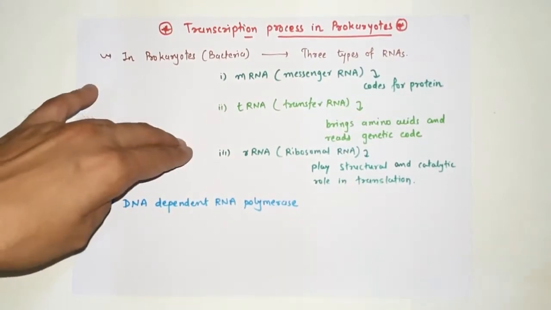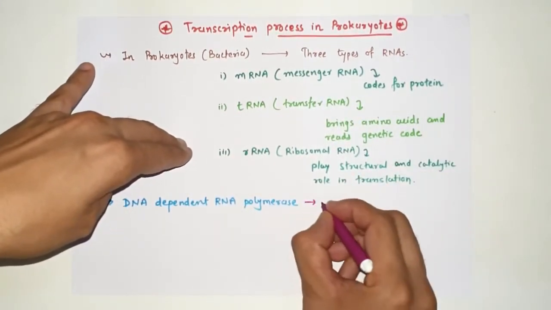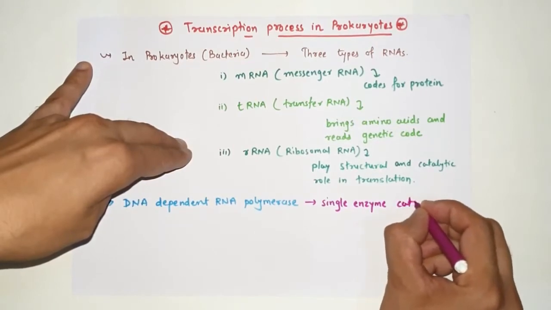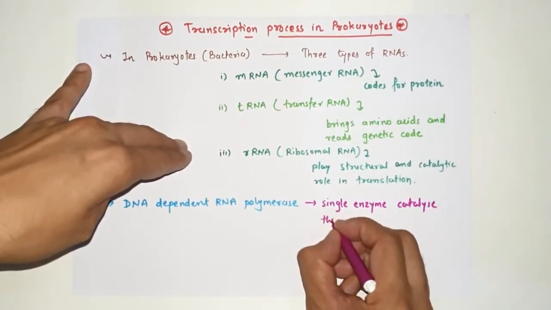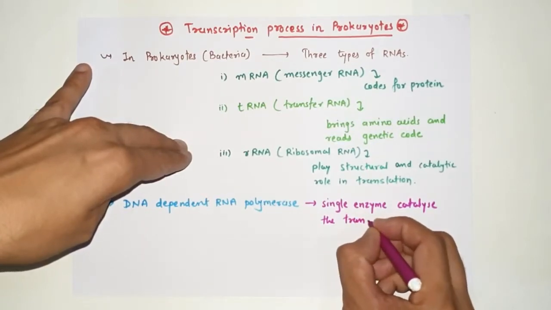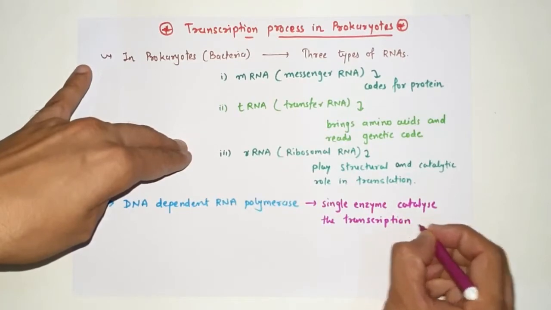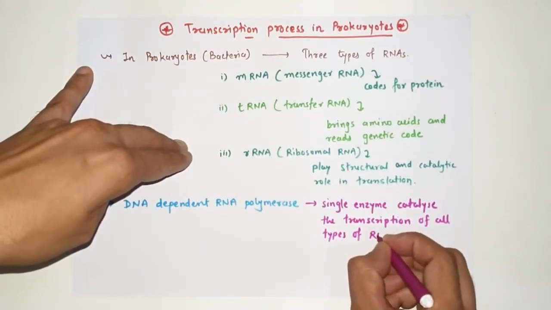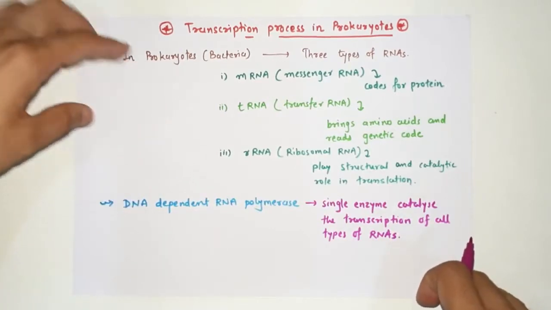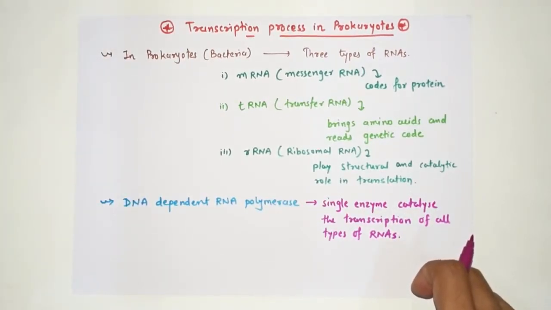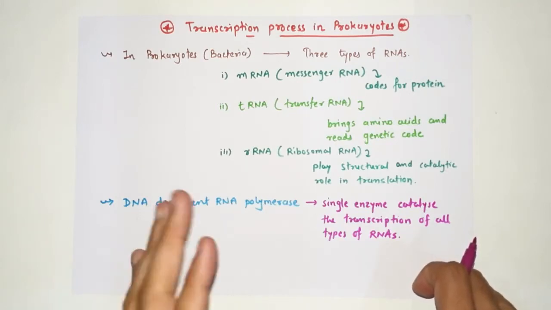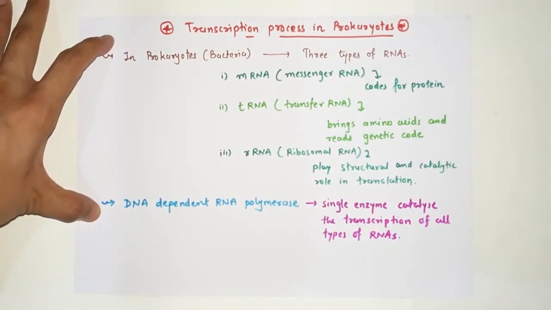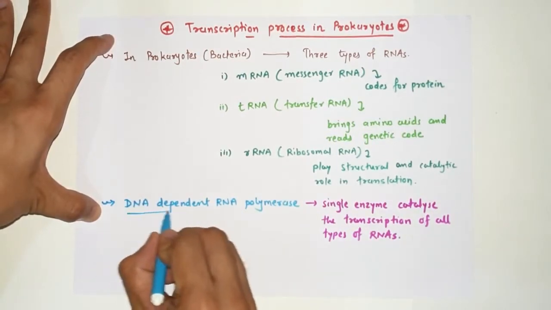So in prokaryotes, this single enzyme catalyzes the transcription or the synthesis of all types of RNAs. Right? So in prokaryotes, the one single enzyme, that is DNA-dependent RNA polymerase, is responsible to catalyze the transcription of all the types of RNAs. Now, here we have to discuss the structure of this enzyme.